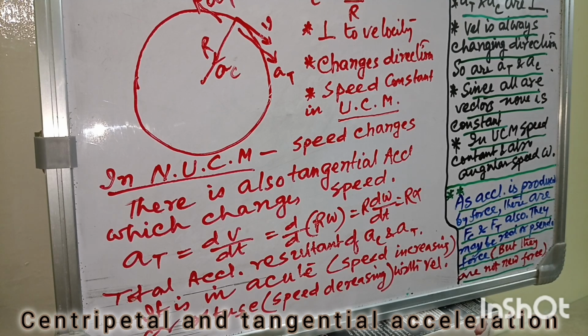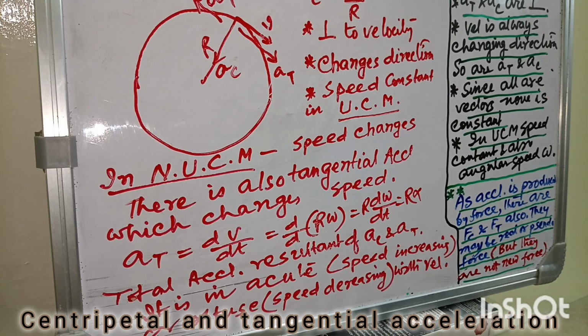Sometimes this total acceleration is acute. Acute means when the tangential acceleration is in the direction of velocity, then the resultant becomes an acute angle with the velocity and the speed increases. But otherwise, when tangential acceleration is opposite to the velocity, then the speed decreases and the angle between total acceleration and velocity becomes obtuse.